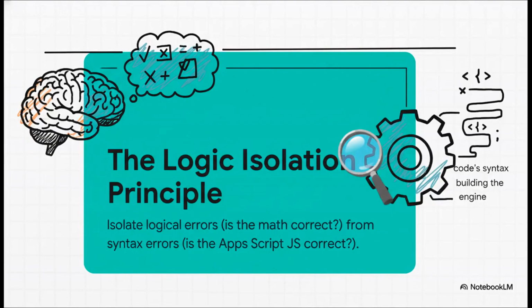So the solution the book offers is what it calls the logic isolation principle. And it's a really simple but honestly profound mental model. It's all about separating the 2 problems. You have to isolate the logical errors, is my math actually correct? From the syntax errors, is my JavaScript written correctly? It's like making sure your architectural blueprint is perfect before you ever start pouring the concrete.